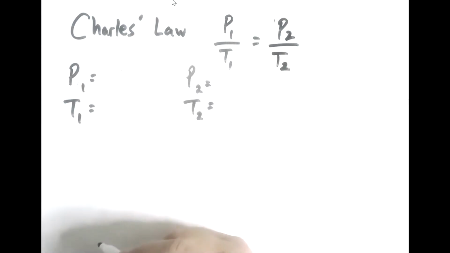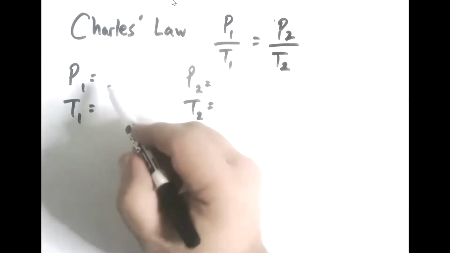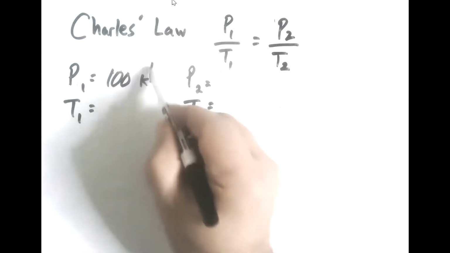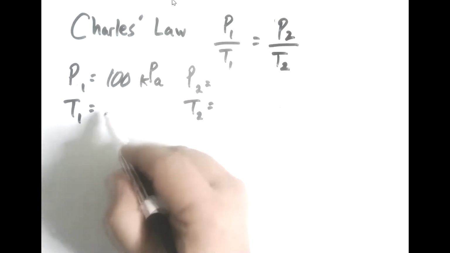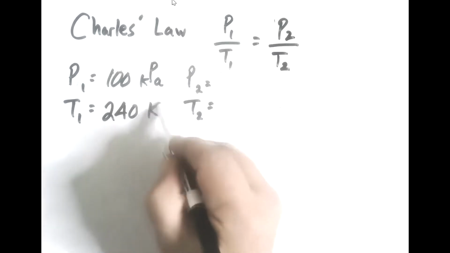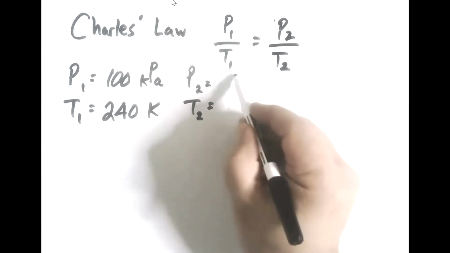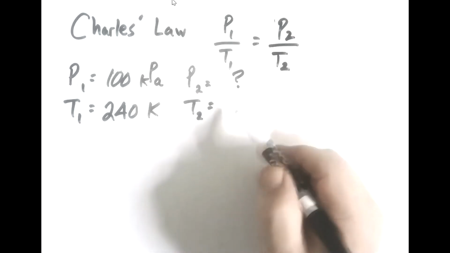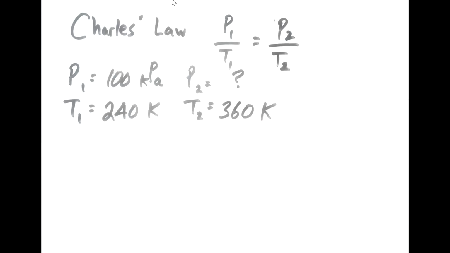Okay, so for this particular problem, I'm going to say that we have a sealed container and that it's at a pressure of 100 kilopascals. And we're going to say further that the temperature is 240 Kelvin. Okay, now we want to know the pressure later. It's unknown, but we know what the temperature in the environment is at a later date. It's 360 Kelvin. Okay, so there are the variables.